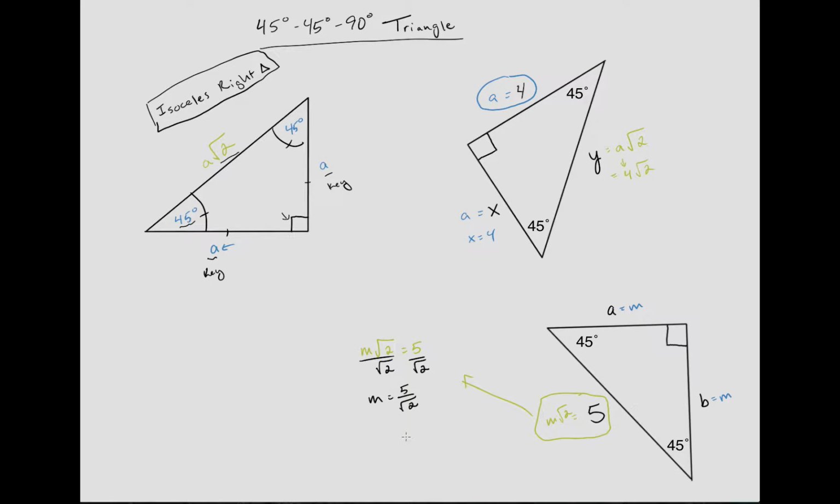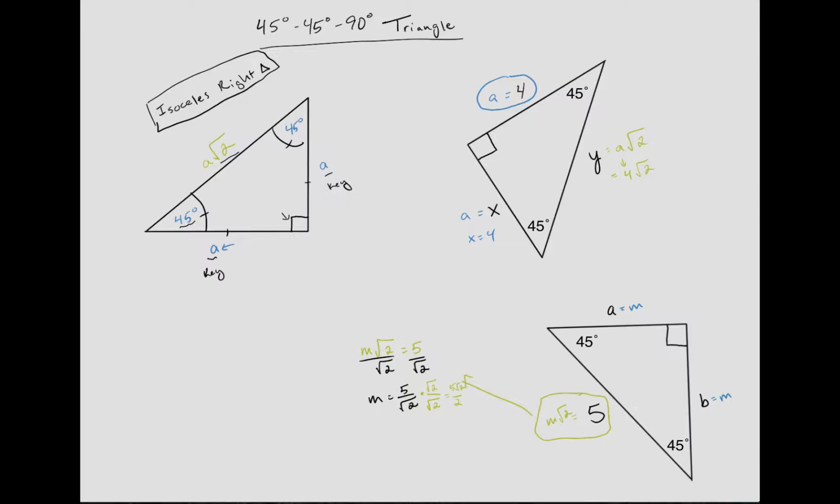Some books will actually make you rationalize this. I don't see a whole lot of point, but I'll show you how to do it. All that's saying is we don't want to have a denominator that is a radical. So if we multiply the bottom by the square root of 2, then we just get 2 on the bottom, but we can only multiply by 1 and not change the value of something. So we're going to multiply the top by it as well. So we get 5 times the square root of 2 over 2.